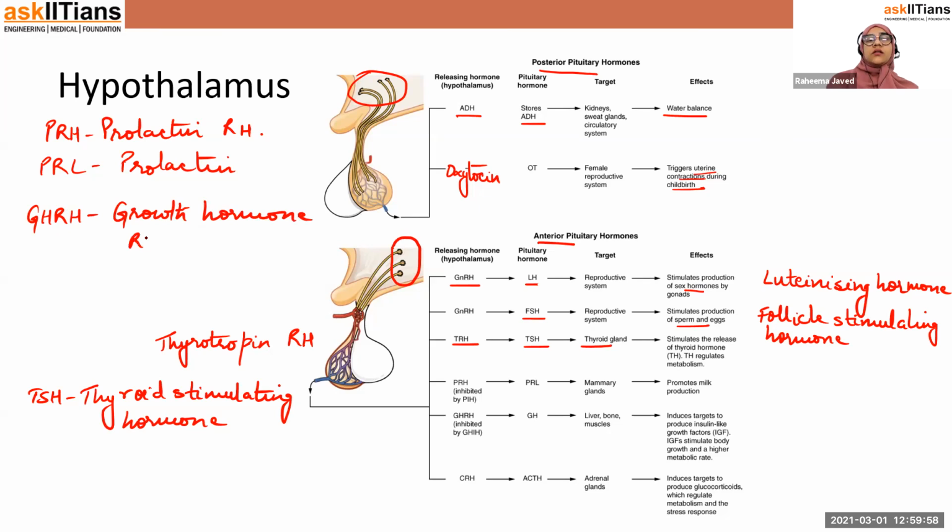Okay, GHRH is growth hormone releasing hormone, which causes the secretion of growth hormone from the anterior pituitary, which affects liver, bone, and muscles, and it induces the growth factors, insulin like growth factors, which stimulate the growth and a higher metabolic rate.